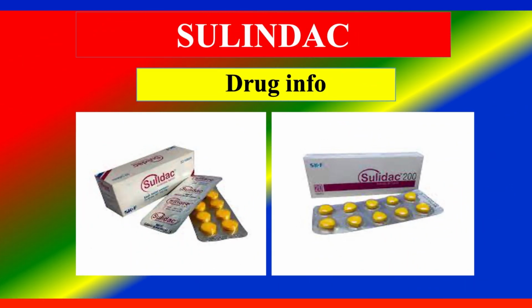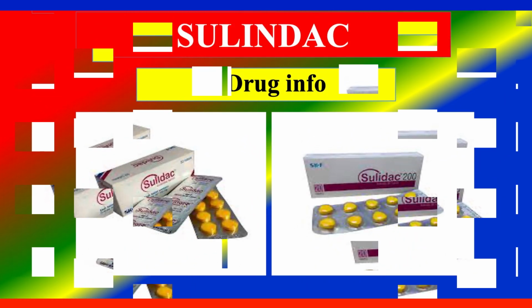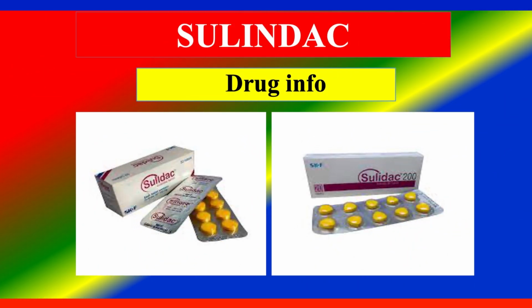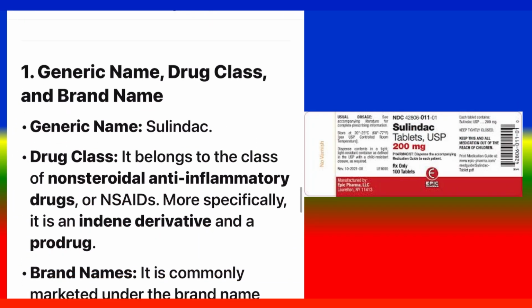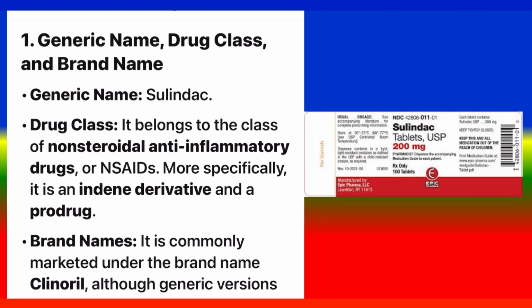I will be discussing Sulindac, a medication belonging to the nonsteroidal anti-inflammatory drug group. This drug is widely prescribed for pain and inflammation. I will explain its generic name, class, brand name, definition, mechanism of action, uses, indications, contraindications, precautions, dosage, what to do in case of a misdose or overdose, when to stop taking it, its side effects, vital information, and drug interactions.